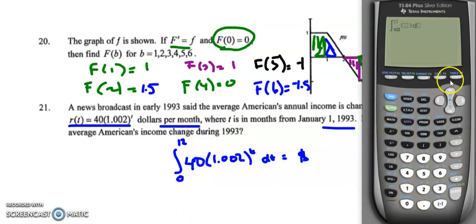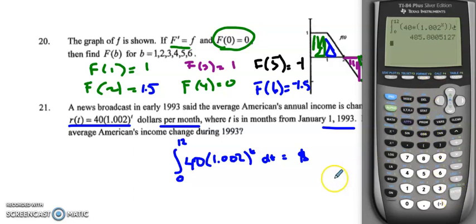So we have a 0 lower limit, 12 as the upper limit, then we need 40 times 1.002, and I'll just raise to the x. I was going to say you could use a t there as long as you put a t here, but honestly it's just easier to use x because that's what you get when you click on the variable button here.